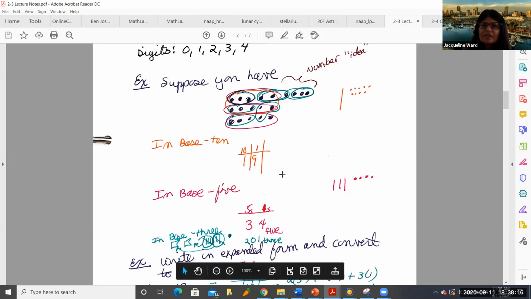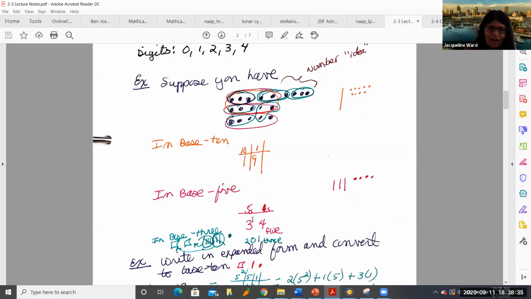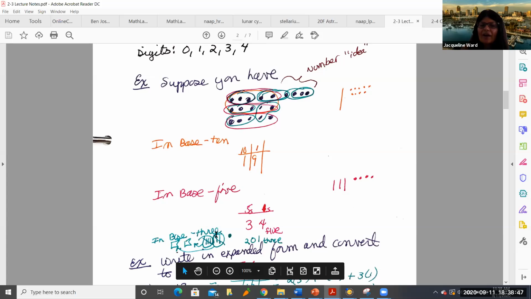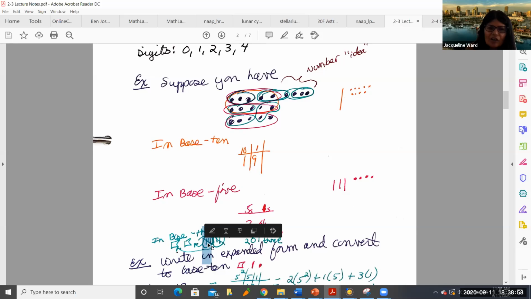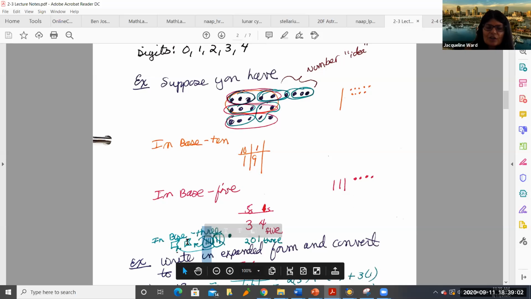In base 3, you want to group together groups of 3s. And as soon as you have 3 ones, you would exchange it for a long. So I did that in the blue here. So there's 3 here, 3 here, 3 here, 3 here, 3 here, 3 there. And you would have, so what, 6 groups of 3. And then as soon as you have 3 longs, you would exchange those for a flat. So that's that little notation here. 3 longs or 3 groups of 3 gets exchanged for 1 flat or a 3 squared. So you have 2 flats and you're left with 1 unit left over.